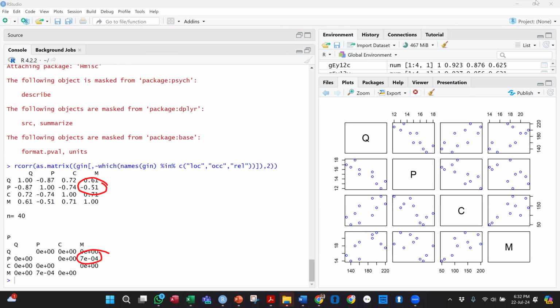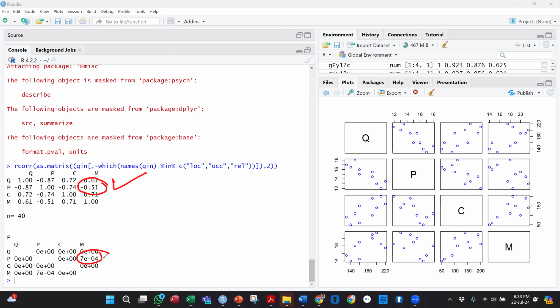Okay. This 7e minus the exponent, to the power 0.7, it simply means 4 zeros before the 7. So 0.0007. What does that mean? It means that the p-value is 0. And when the p-value is 0, it means that the correlation you have above here is significant. So there's a significant negative correlation between price and income. The correlation is 51%, is negative, and is significant.